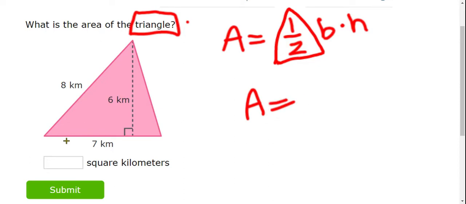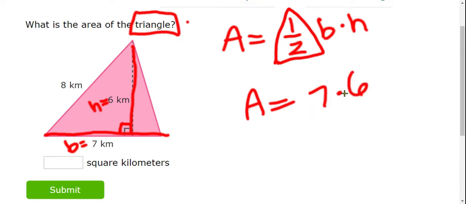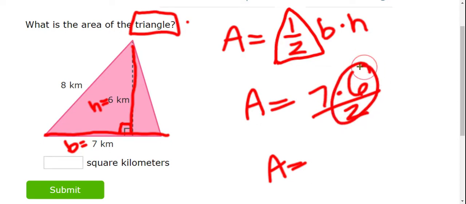So looking for the base and the perpendicular height that's going straight up and down at a 90-degree angle. So here's the base, here's the height, and now we just fill it in. The base is 7, the height is 6, and multiplying by 1/2 is the same as dividing by 2. And here's a shortcut. Instead of multiplying 7 times 6 divided by 2, we can actually divide 6 by 2. 6 divided by 2 is 3. And then 7 times 3 would be 21. And this is kilometers squared.